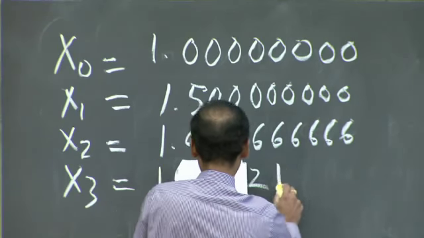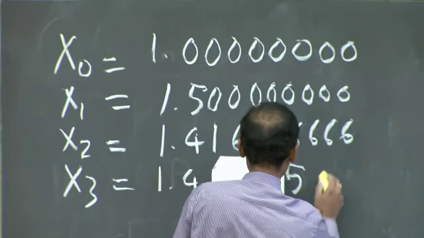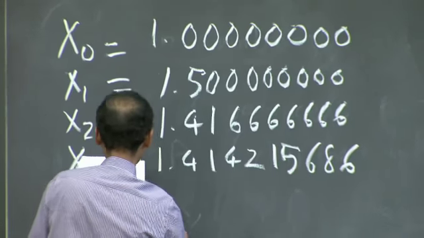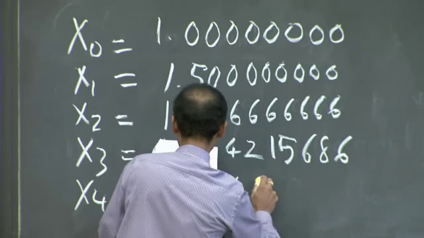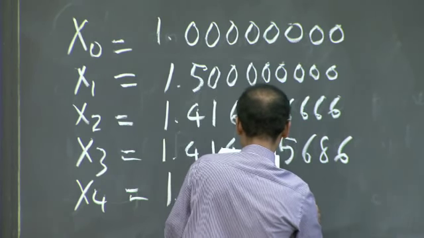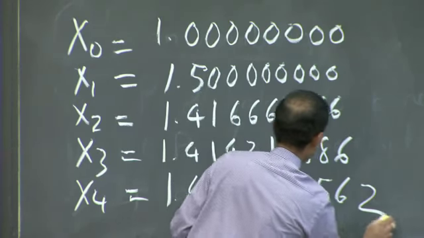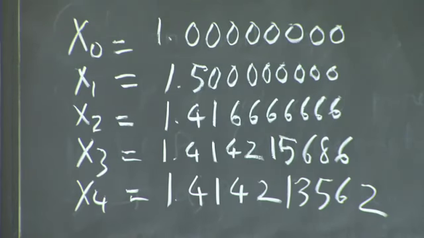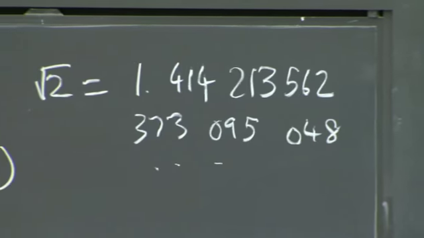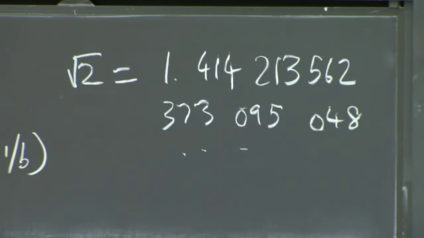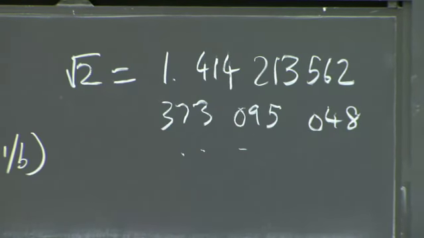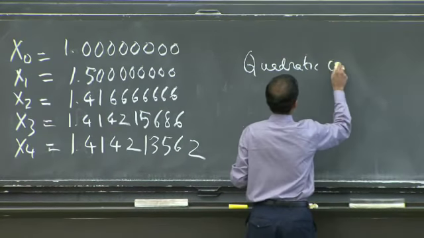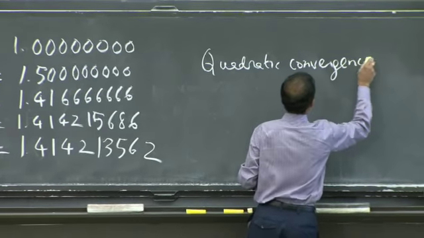1.4142, 15686. And I want to write one more because I want to point out something that's important. 1.4142, 13562. And what's nice about this, if you compare it with what you have up there, is that you have quadratic convergence using Newton's method. And what do I mean by that? Well, quadratic convergence is a nice property. It's much better than linear convergence.